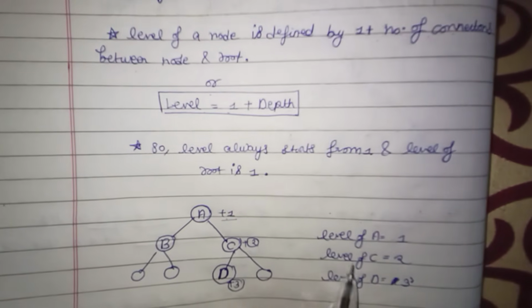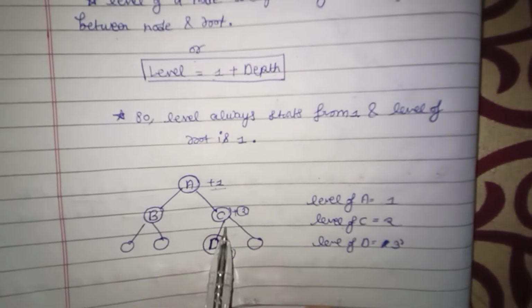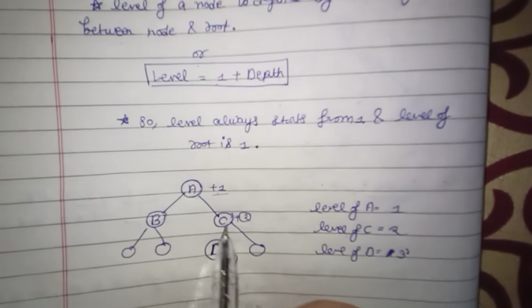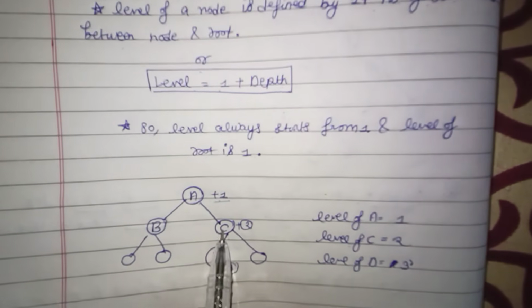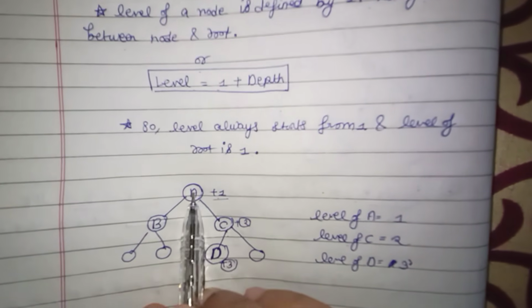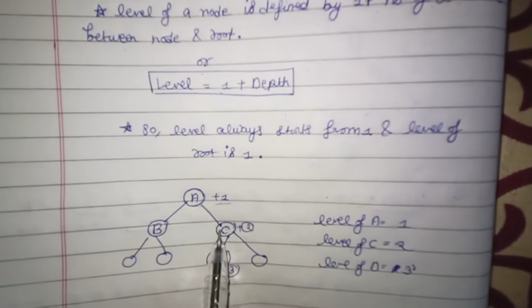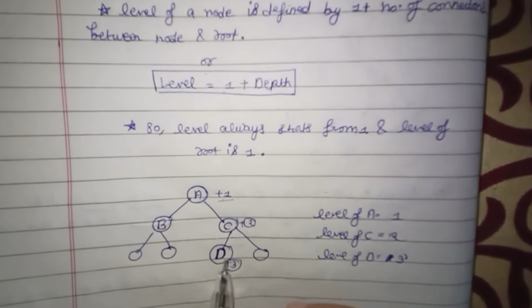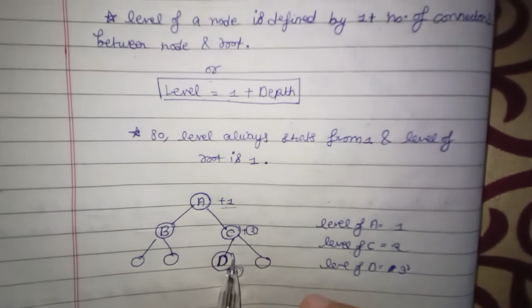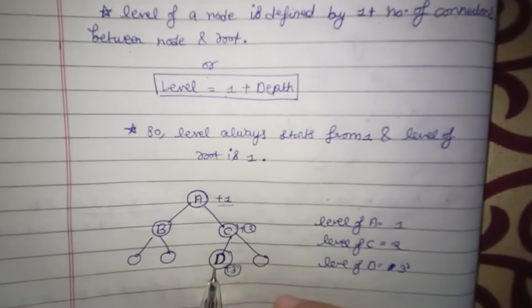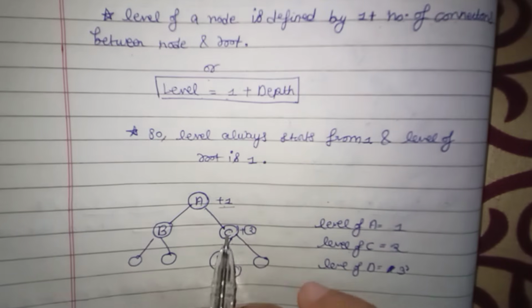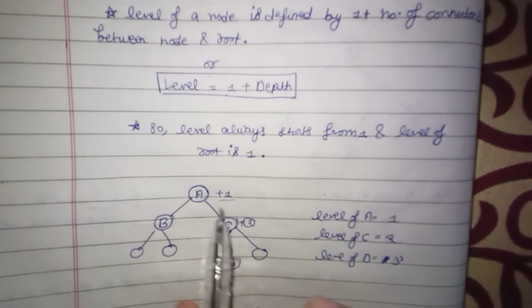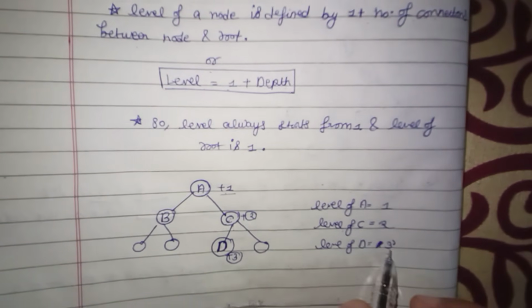Okay, now we have to find the level of node C. So what would be the level of node C? The depth of node C, from that node to the root node, you would find first, that is 1. Add 1 to it, and that would be the level of C. The level of D, what would be the level of D? What is the depth of D? First see, 1 and 2. Just add 1 to it. The level of D would be 3.